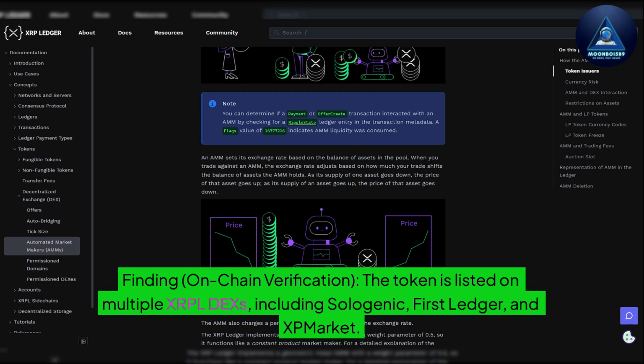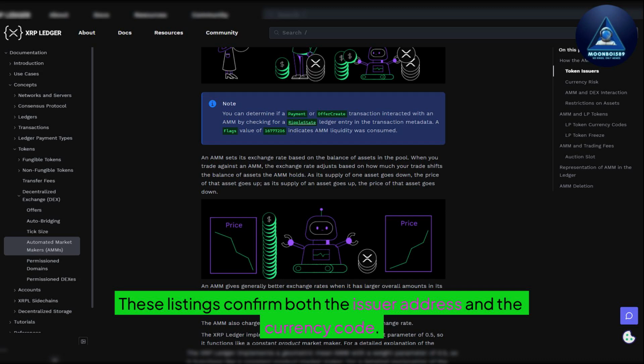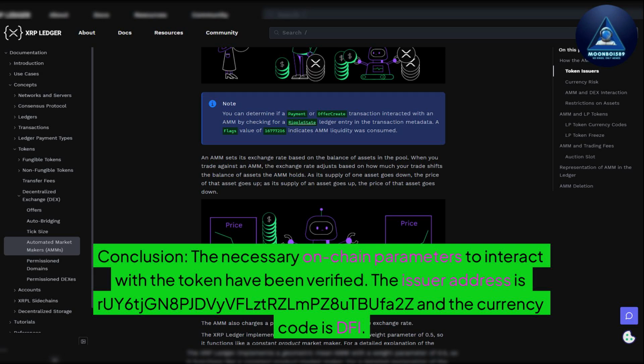The token is listed on multiple XRPL DEXes, including Sologenic, First Ledger, and XP Market. These listings confirm both the issuer address and the currency code. Conclusion: the necessary on-chain parameters to interact with the token have been verified. The issuer address is RUY6TJGN8PJDVIVFLZTRZLMPZ8UTBUFA2Z, and the currency code is DFI.